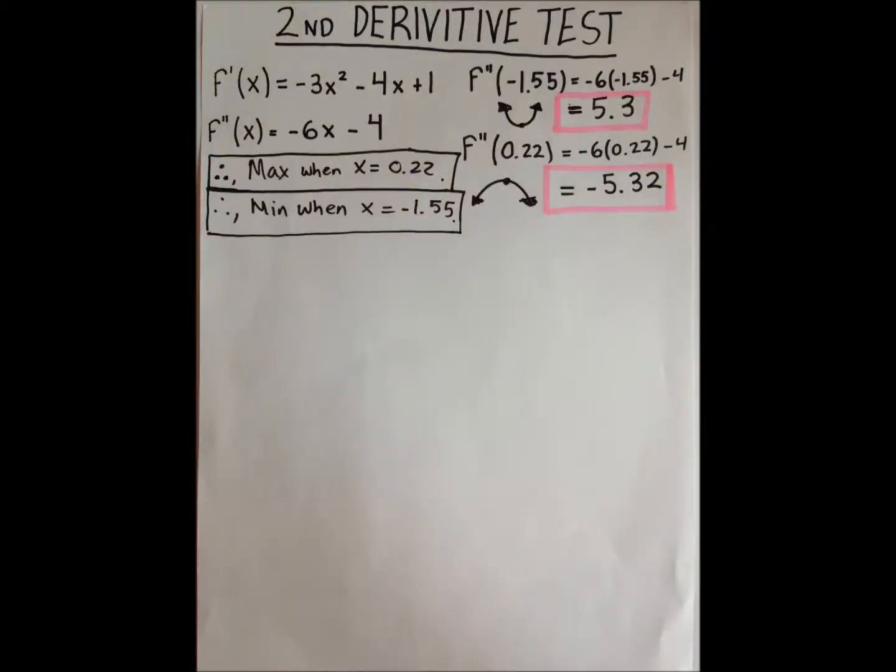When we plug in 0.22, we get a negative answer. This means that the concavity is concave down. Therefore, this is a maximum. When we plug in negative 1.55, we get a positive answer. This means the concavity is concave up. Therefore, this is a minimum.